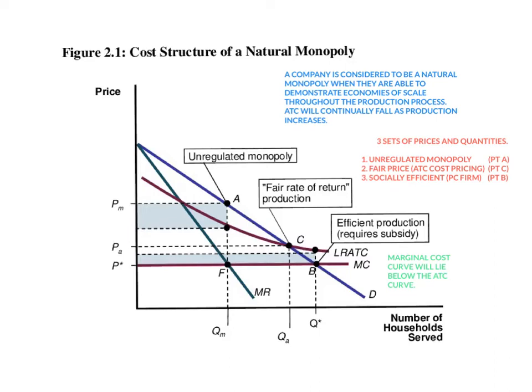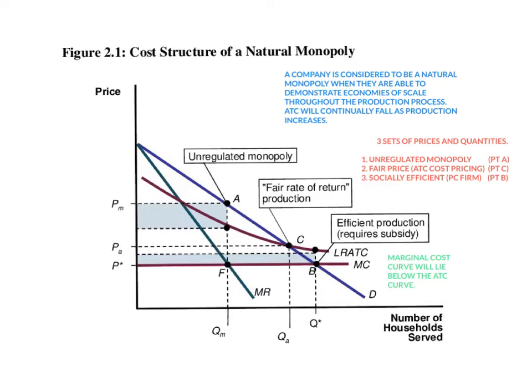A company is considered to be a natural monopoly when they are able to demonstrate economies of scale throughout the production process. In the graph, you will notice that as quantity increases, the average total cost curve will constantly fall. Because the relationship between marginal cost and average total cost is where marginal cost will intersect average total cost at its lowest point. Therefore, if average total cost is constantly falling, that would be the reason for your marginal cost curve to lie below the average total cost curve throughout the production process.